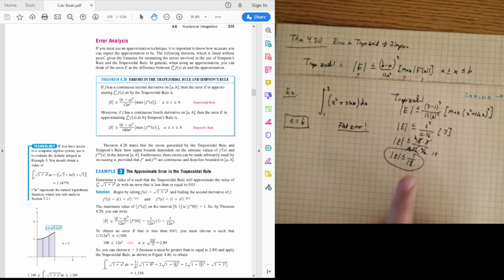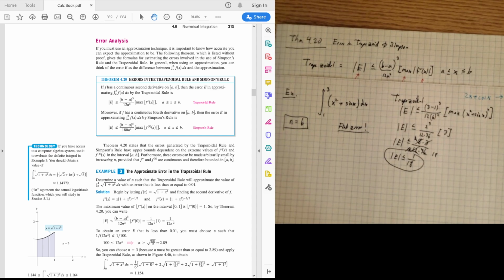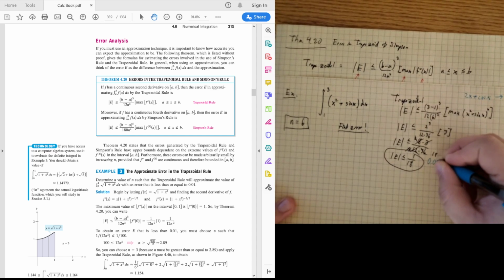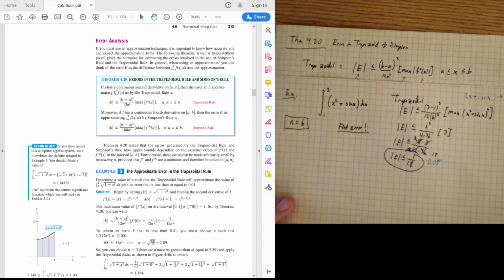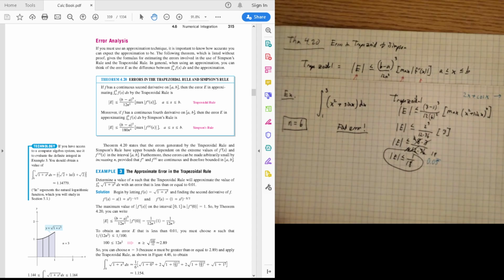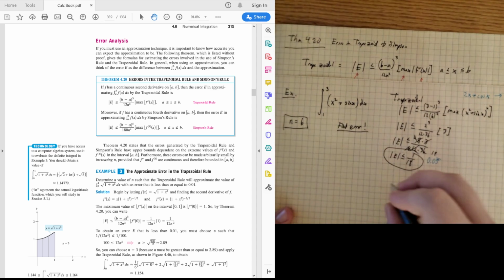So 1 over 18. 1 over 18 is 0.005. So you're within 500ths, or give or take a little bit. That's pretty dang good. But let's compare that now to Simpson's rule.